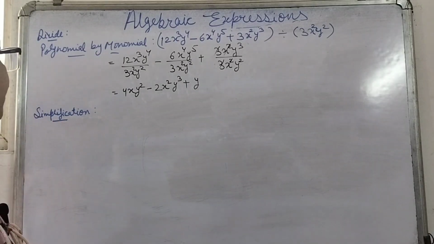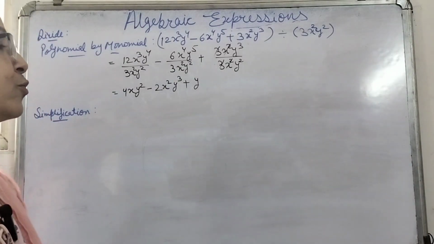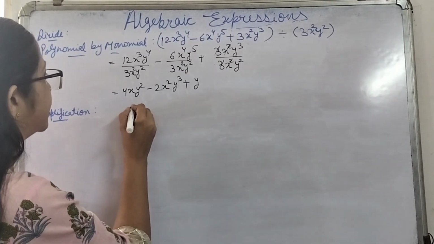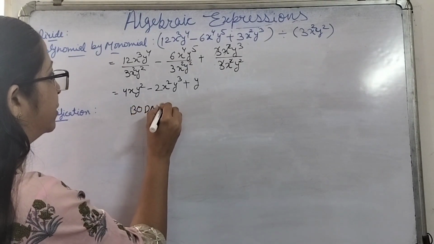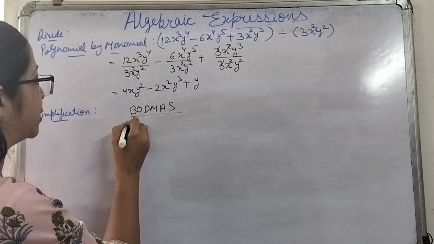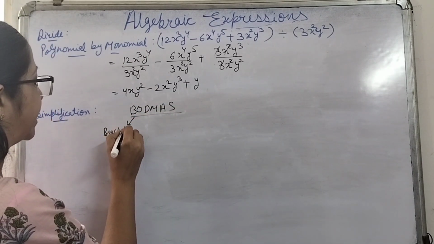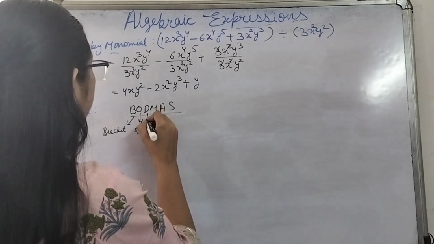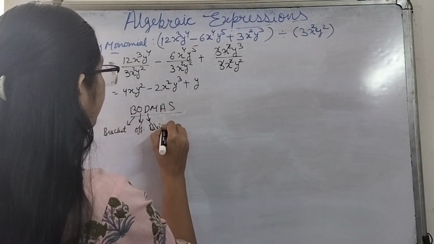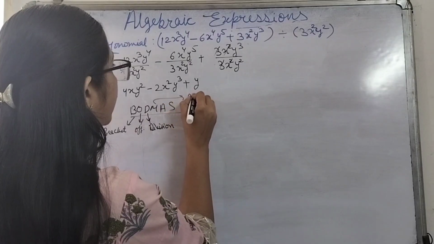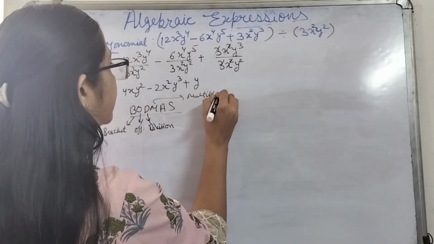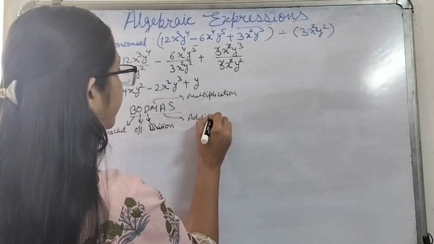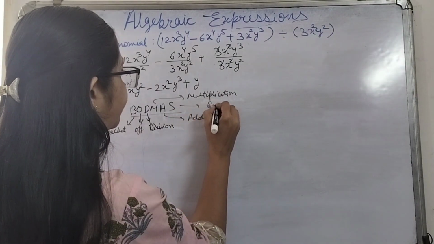Now let's see how to simplify your algebraic expression. So we know the law, that first of all your brackets are solved. What is the law there? BODMAS, we know that. First of all, brackets are solved. Then it is your Of. Of means your multiplication only. Then your division, D for division, M for multiplication. Then comes your addition. And then your S for subtraction.